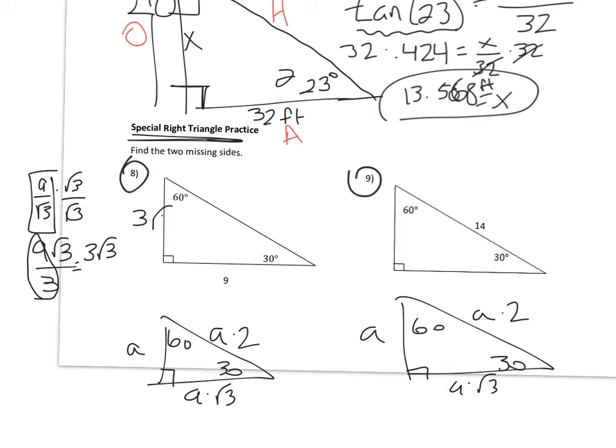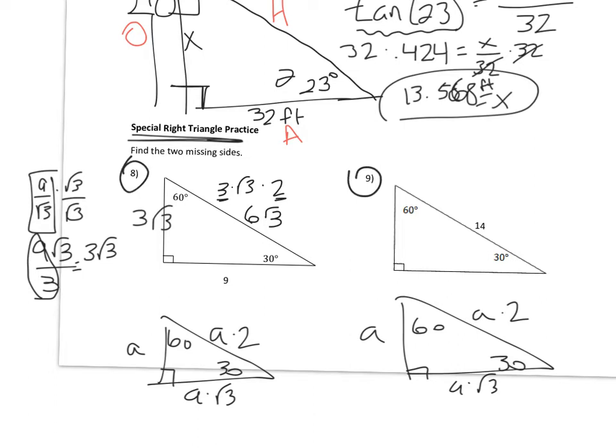Okay, so that's my shorter leg. And now the relationship, if you focus down at this 30, 60, 90, between A and A times 2 is just multiply by 2. So that's exactly what I'm going to do here. I'm going to take 3 root 3 and multiply by 2. Well, I can multiply these two numbers because they're outside the radical, so I get 6 root 3. There you go.